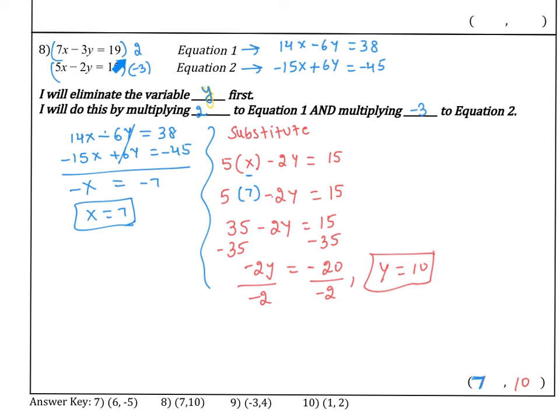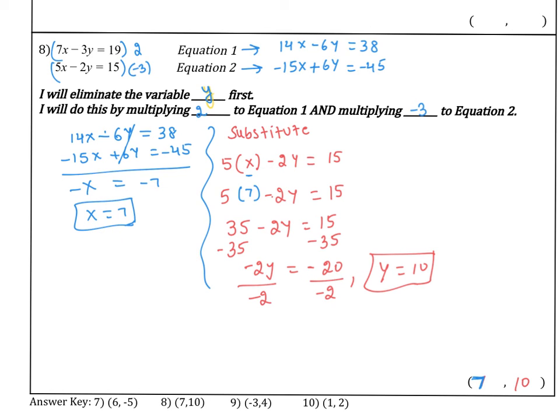So when I multiply the equation number 1 by 2, I got 14x minus 6y equals 38. And on the bottom here, I got negative 15x plus 6y equals negative 45. I rewrote the equation here to solve. So 6y and negative 6y cancel. 14 minus 15 would be negative x equals negative 7. Divide both sides by negative 1, you're going to get x equals 7.